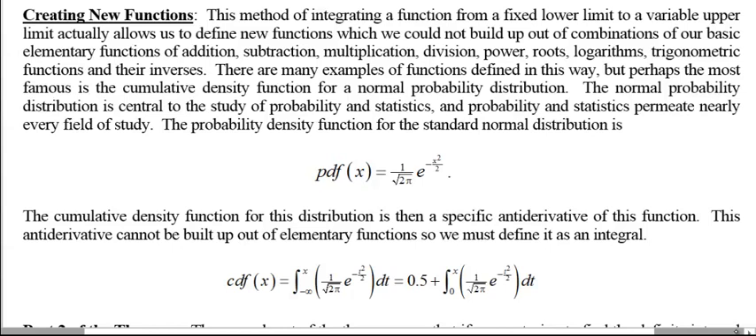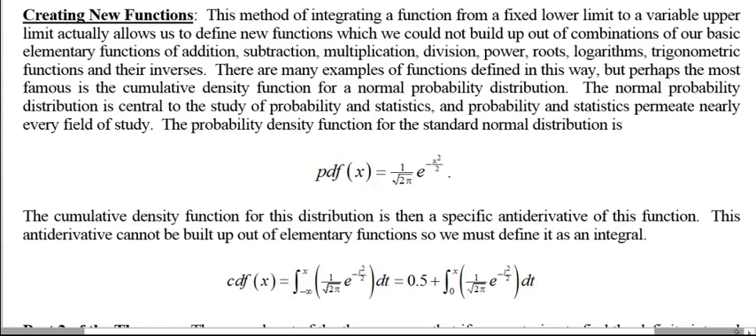Well, let me just give you one example, and it's a very, very important example. It's the normal probability distribution. The normal probability distribution is a very important function in the study of probability and statistics. In fact, it's central to the study of probability and statistics, and probability and statistics are just everywhere. You pick up any newspaper, any magazine article, certainly research journals, and in any field you're going to see statistics all over the place. Statistics is a very important and very applicable area of mathematics that permeates all of society.